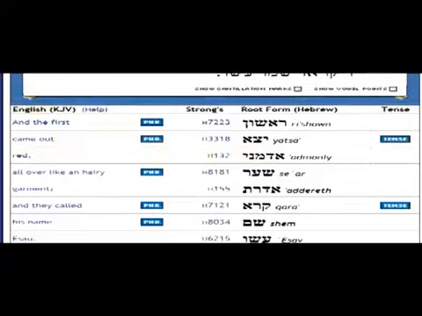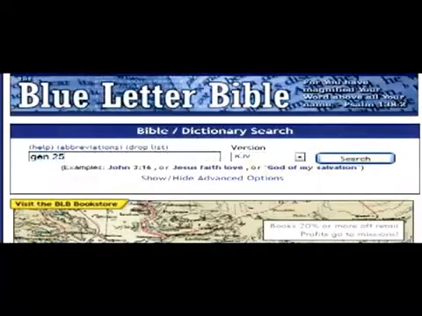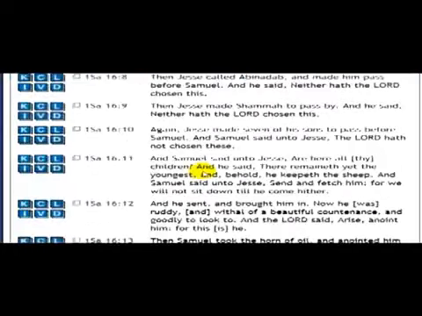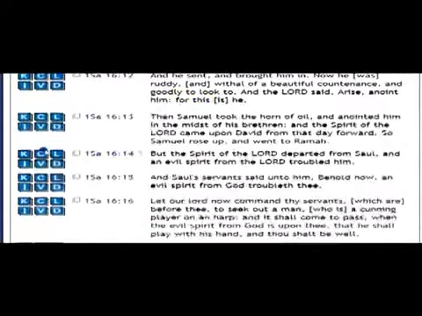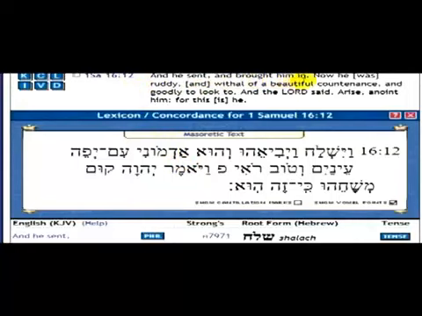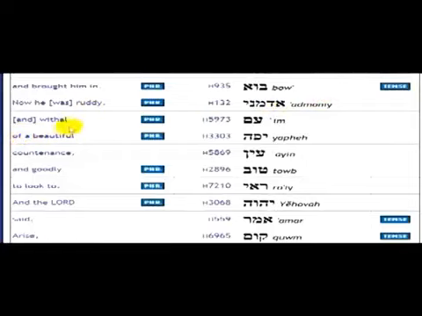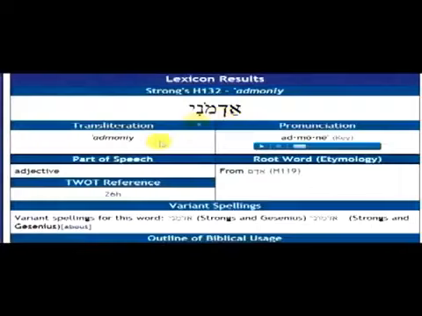Now let's go to the book of 1 Samuel, the 16th chapter, to show you that they do have the same word there. 1 Samuel 16:12. And he sent and brought him in. Now he was ruddy. This is talking about King David. Now he was ruddy, and withal of a beautiful countenance, and goodly to look to. And the Lord said, Arise, anoint him, for this is he. Now let's scroll down and look up the word ruddy. Right here, the word ruddy, they have what? Adamanya.